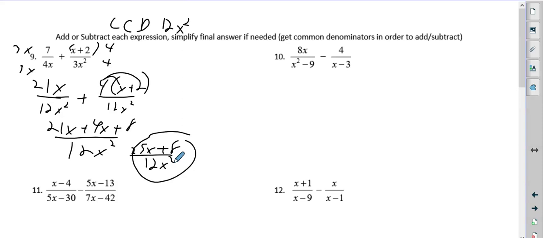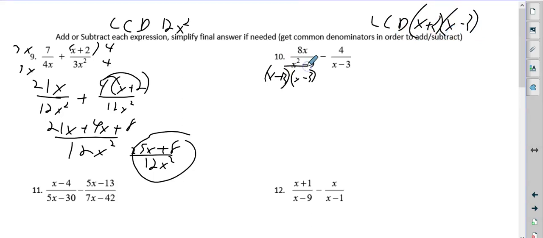All right, first off, we need to factor the denominator over here. So this is going to be x plus 3, x minus 3. On the right, we have an x minus 3, so our LCD is simply x plus 3, x minus 3. My left fraction is already set up. It has everything I need. The right fraction is missing an x plus 3.